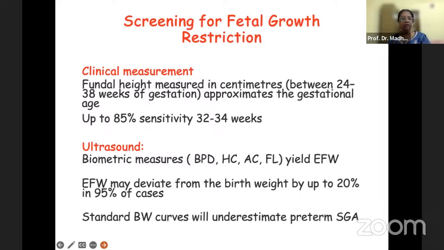How do you screen? How do you diagnose fetal growth restriction? Of course, the cornerstone will always first be clinical measurement. Many times when we are seeing patients in the OP, we find it is not corresponding.